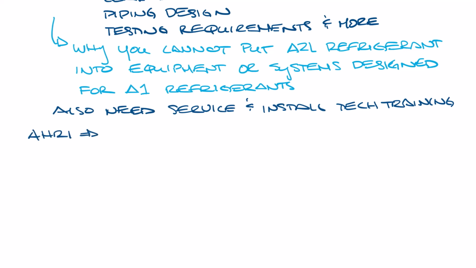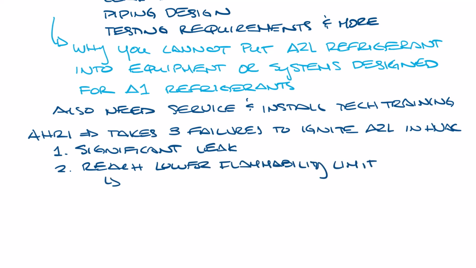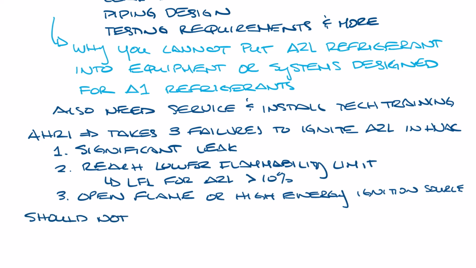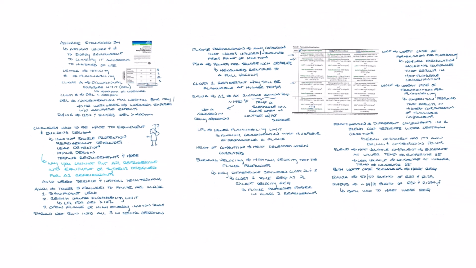AHRI research has found that it takes 3 failures in a system to ignite an A2L refrigerant used in HVAC equipment. 1, there would have to be a significant refrigerant leak. 2, the leak would have to be sufficient enough to reach the lower flammability limit concentration, and LFL concentrations for A2Ls are above 10%. And 3, there would have to be an open flame or high energy ignition source where the concentration is sufficient to ignite the A2L refrigerant. So under normal operating conditions, in properly designed equipment and in properly designed systems, you shouldn't run into all 3 of these things. So that answers the question, what is an A2L refrigerant?